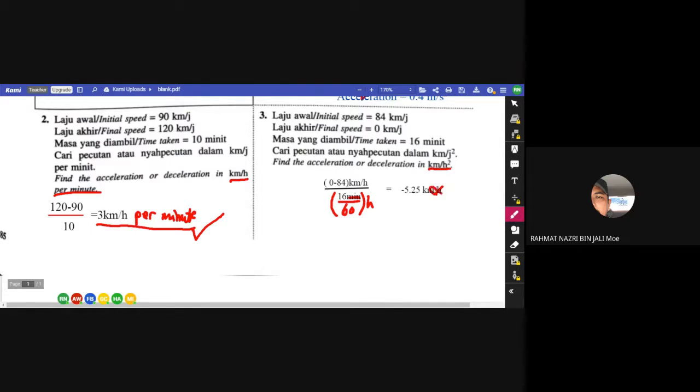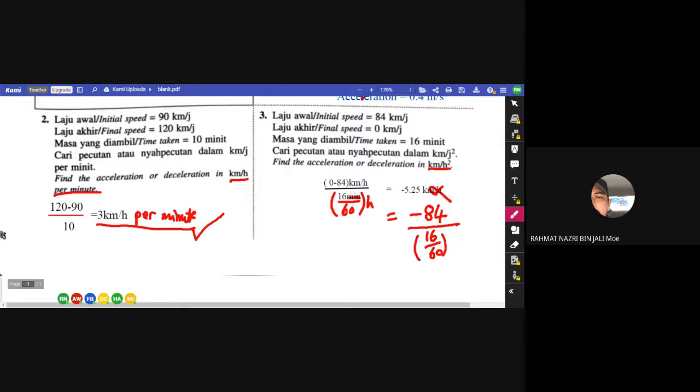Okay, sorry, your answer is wrong, because your time is not in hour. So we convert this one to hour. What we can get is equal to the above part, we get negative 84. The below part we get 16. 16 and 60, like this.